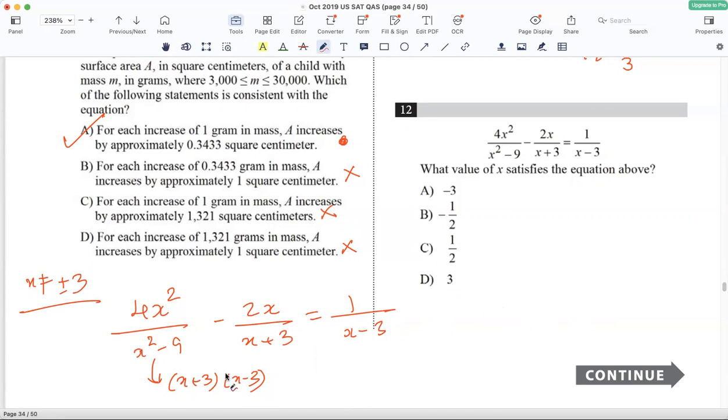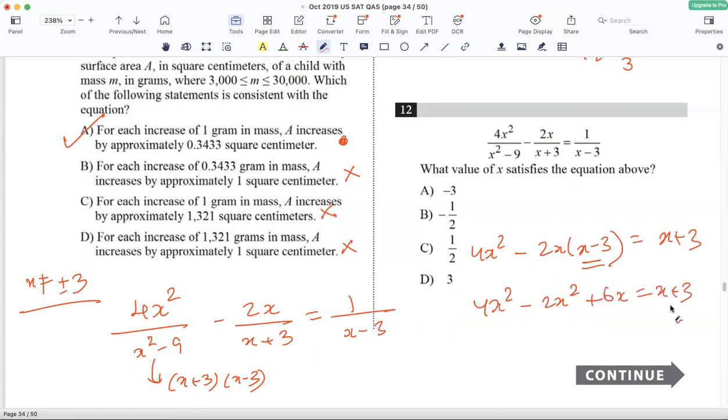So let me just multiply the whole equation by x squared minus 9. So I'll get 4x squared minus 2x into (x minus 3) is equal to x plus 3, right? Because when I multiply this term by x squared minus 9, then x plus 3 and x plus 3 cancel, and I'm left with x minus 3. And when I multiply this term with x squared minus 9, then I'm left with x plus 3. So 4x squared minus 2x squared plus 6x is x plus 3.